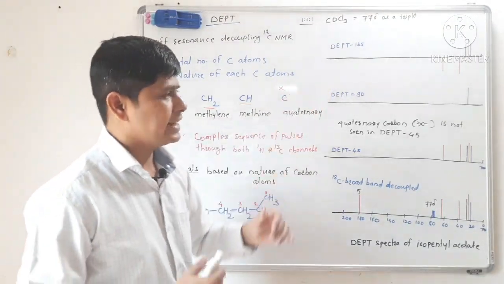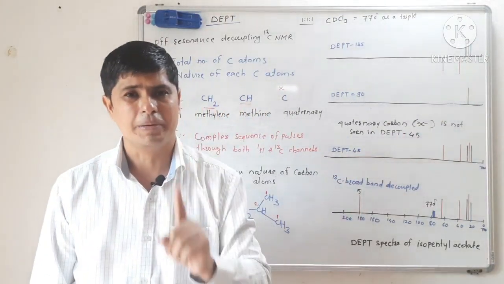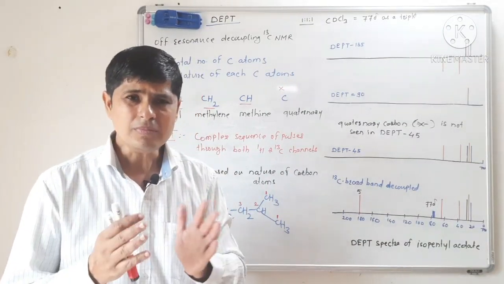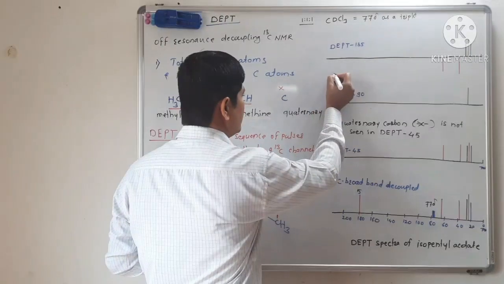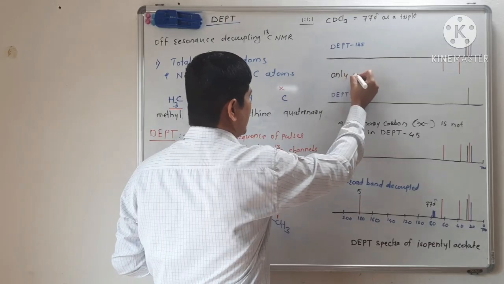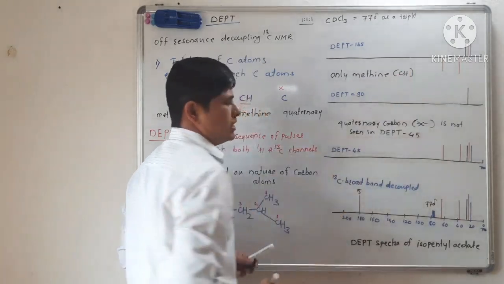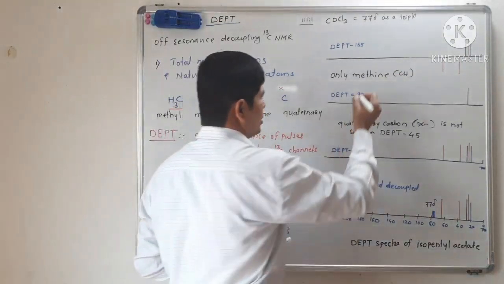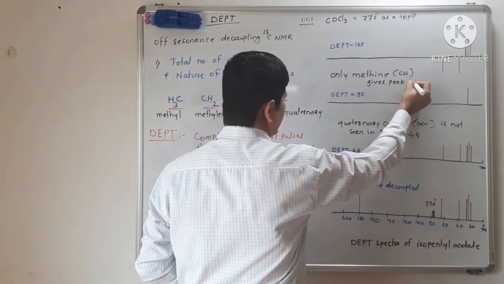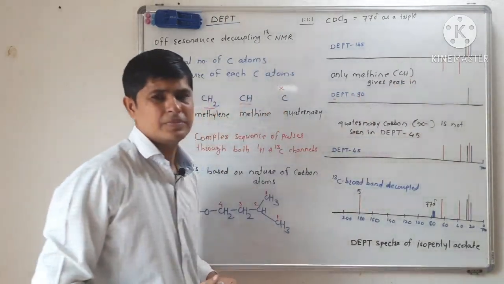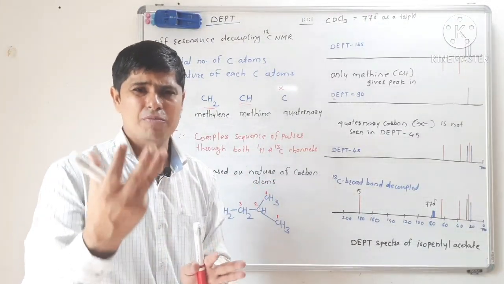So now let's move further. DEPT 90. See, in DEPT 90 we are getting only one peak for this sample. So in DEPT 90 we are getting only methine carbon, that is CH. Only methine carbon, that is CH, gives a peak in DEPT 90.